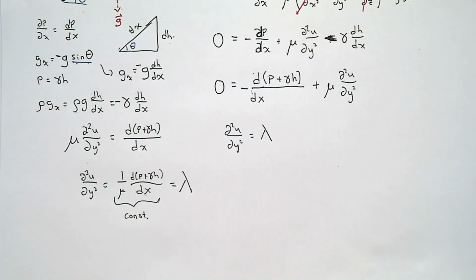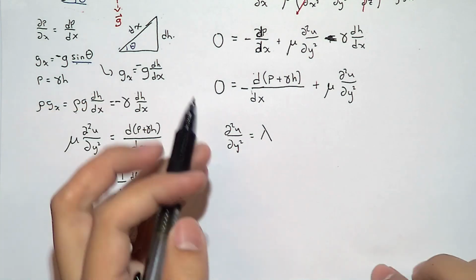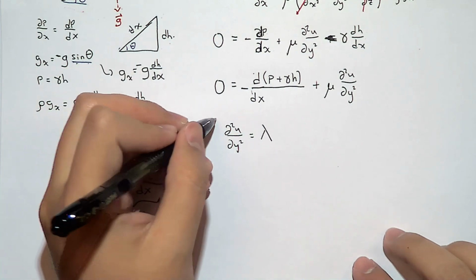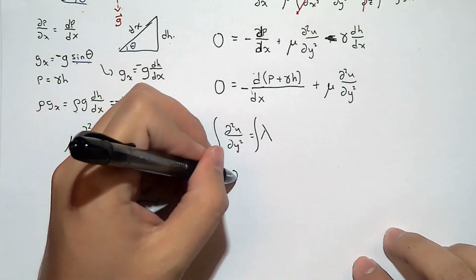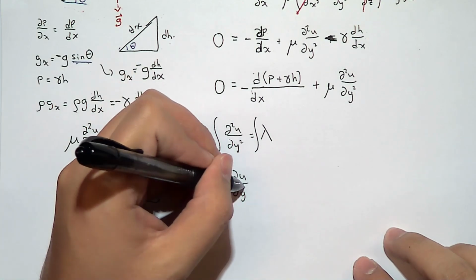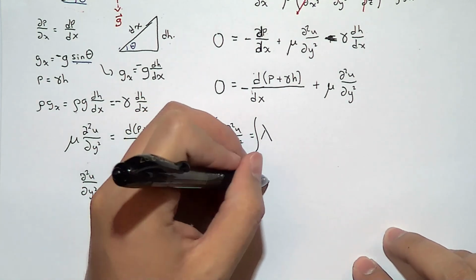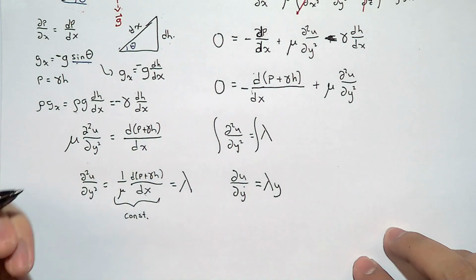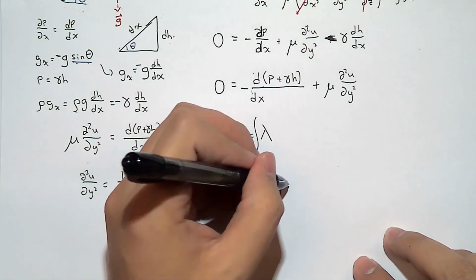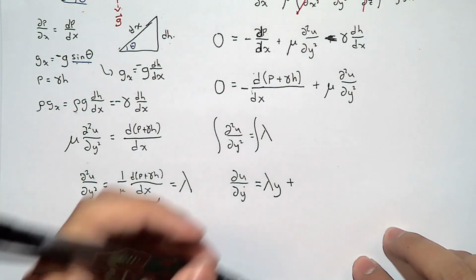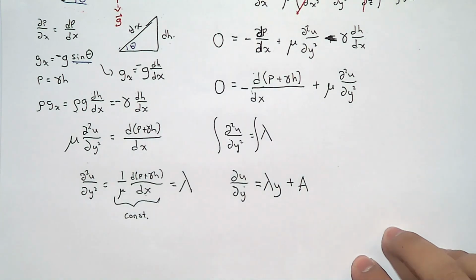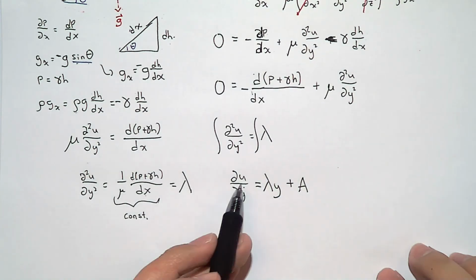How do we solve this second order differential equation? You just integrate it. Good. So let's integrate once. We integrate once, and we get that the derivative of u with respect to y equals what? Lambda y, plus a constant, right? I'm going to call it a.